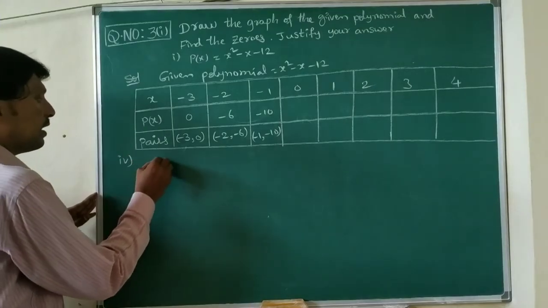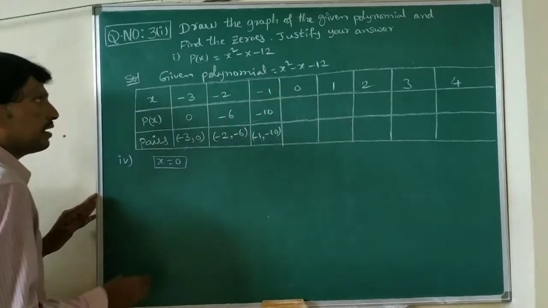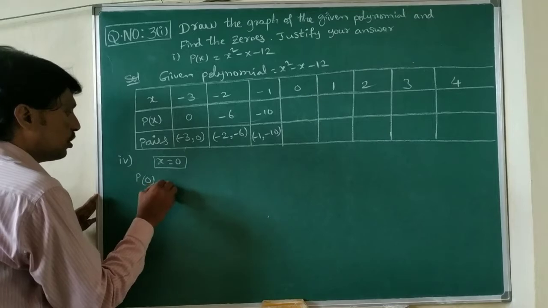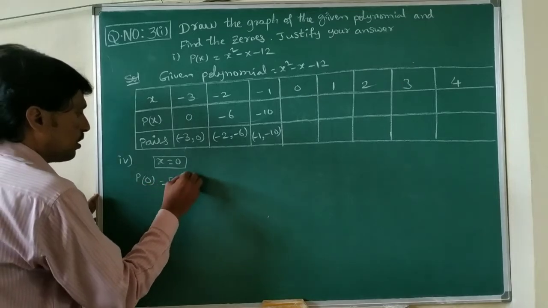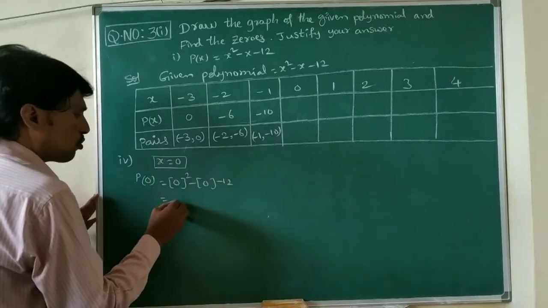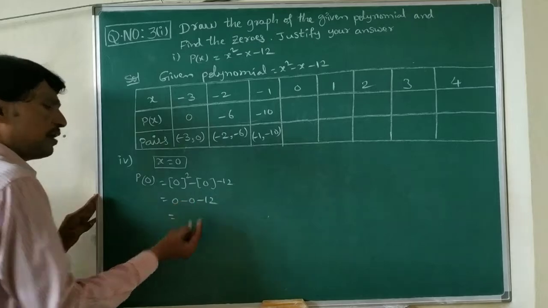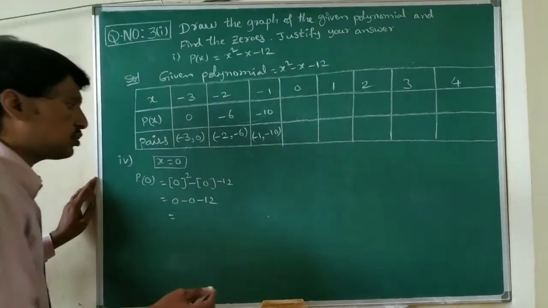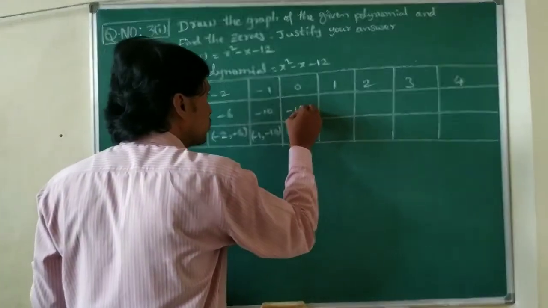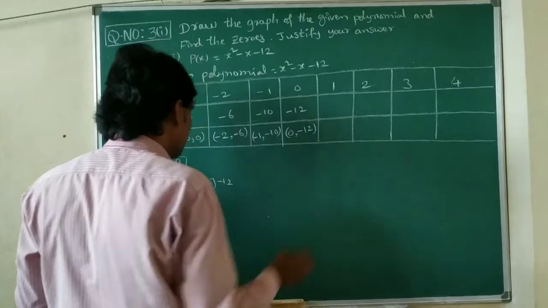Now fourth, x equal to 0. So the x value we are taking is 0. In p of x we need to substitute. So p of 0 equals 0 whole square minus 0 minus 12. So 0 whole square means 0, minus 0 is 0 only, and 0 minus 12, we are getting minus 12. So here we are getting minus 12, which means the pair 0 comma minus 12.